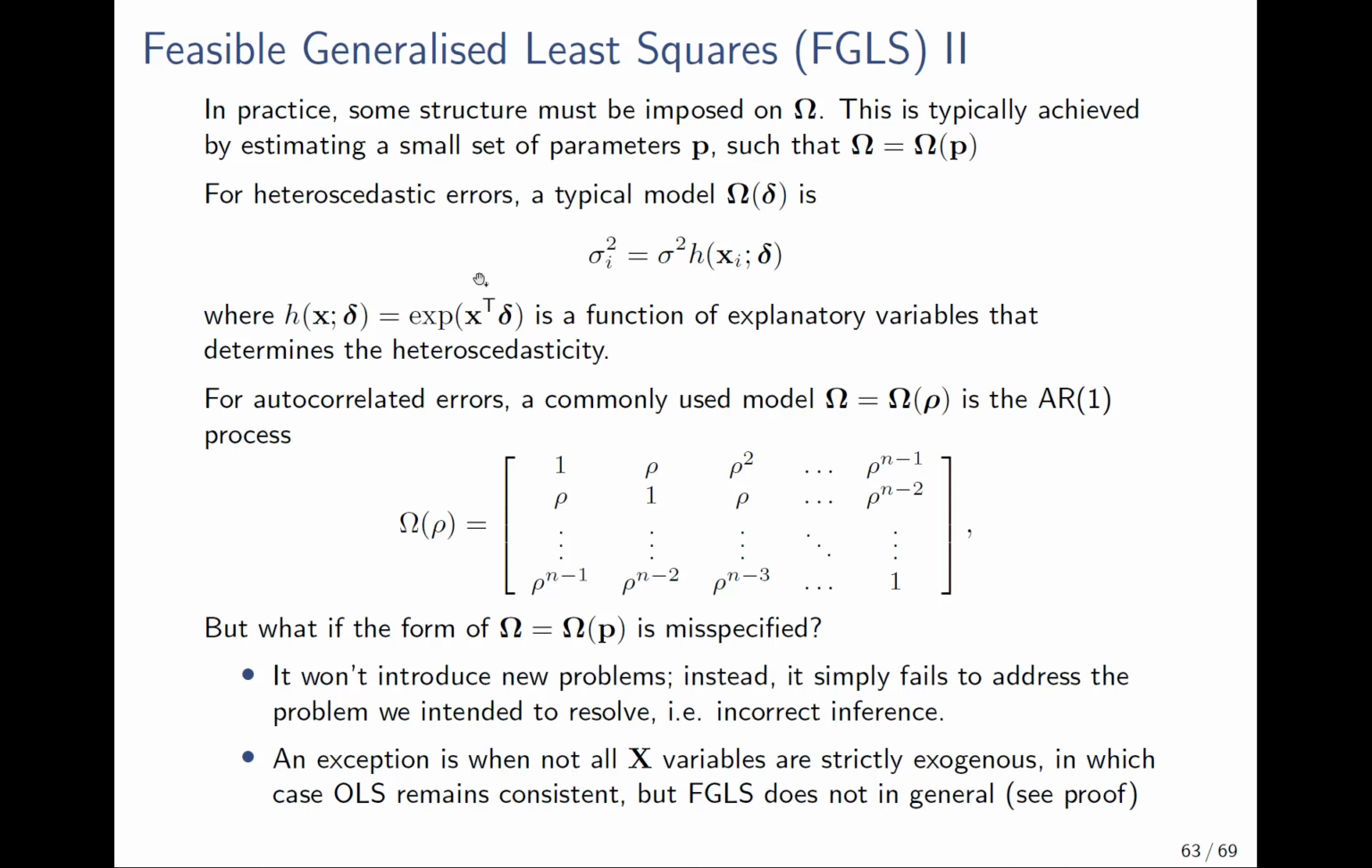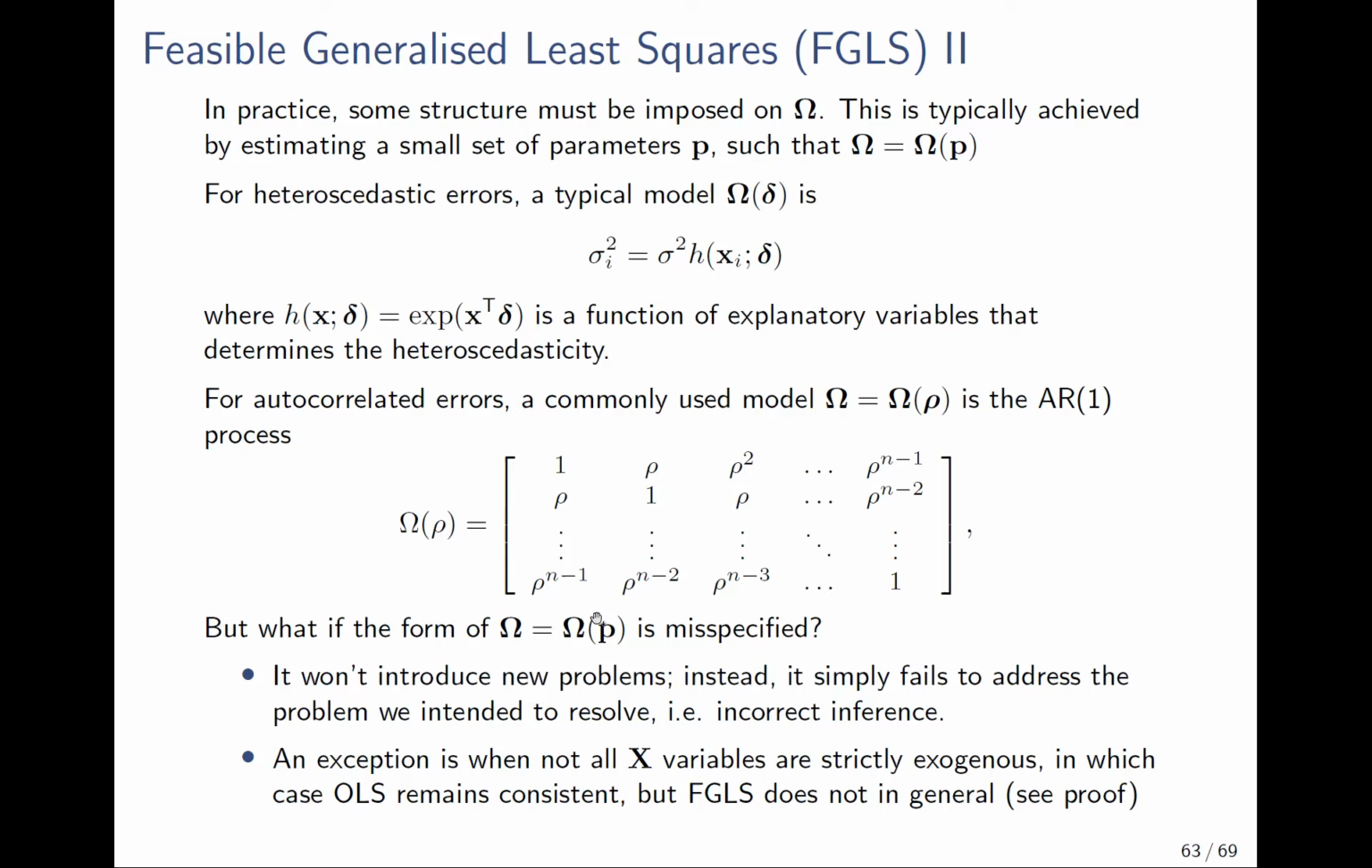So how do we estimate omega? In practice, some structure must be imposed on it, and this is typically achieved by estimating a small set of parameters p such that omega is a function of p. And we've hinted at this earlier on when we mentioned heteroscedasticity in the formal testing. But for heteroscedastic errors, a typical model sets sigma squared i equal to sigma squared times h of xi and delta, where h is an exponential function of the explanatory variables. So the covariates determine the pattern of heteroscedasticity through a small number of parameters, delta.